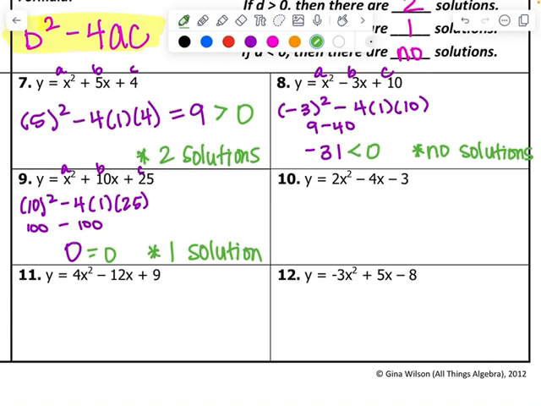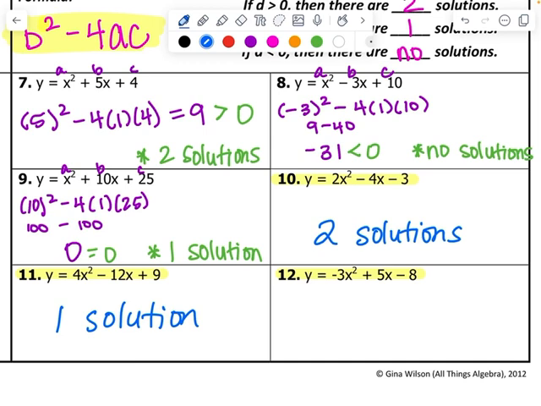Okay, this is what I'm going to have you do. I'm going to have you press pause. I'm going to have you see if you can figure out how many solutions are to 10 and 11 and 12. Press pause and then press play when you have the discriminant and the solutions figured out for all 3. In number 10, you should have gotten a positive discriminant, which means there are 2 solutions. In number 11, you should have gotten 0 for your discriminant, so there is 1 solution. And for number 12, you should have gotten a negative discriminant, which means there are no solutions.